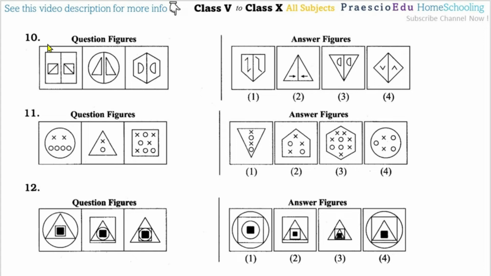Now question number 10. These two are a mirror image of each other. Here also the mirror image, here also the mirror image, and continuing this one, this is not a mirror image, and this one is also not a mirror image. So that's why option number 2 is the correct one, meaning these are the arrows having the mirror image of each other.